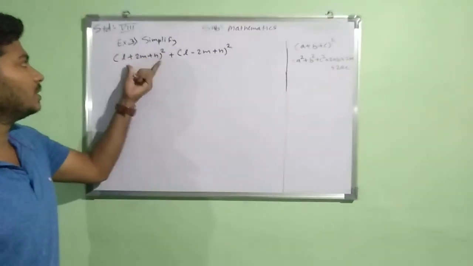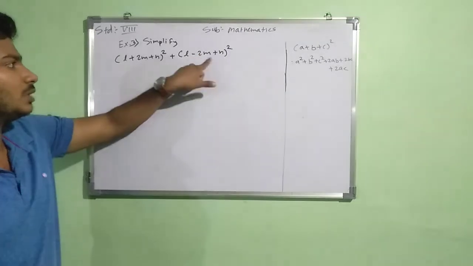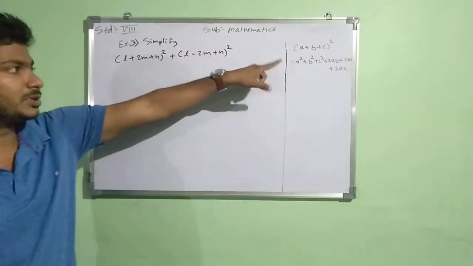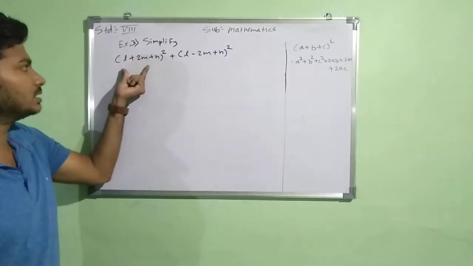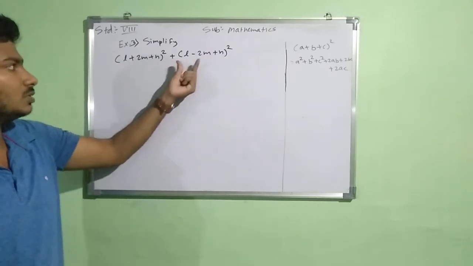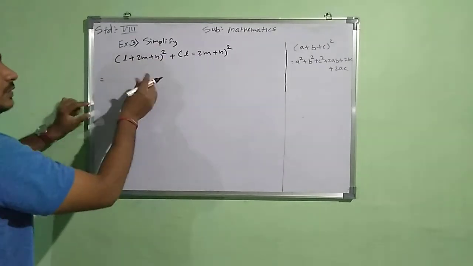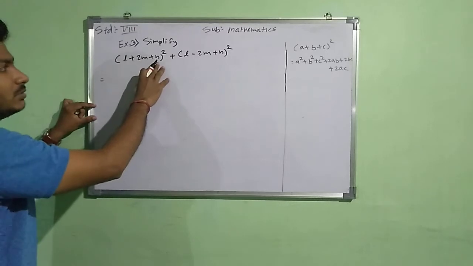So our question, example number 3, will be: simplify (l plus 2m plus n) bracket square plus (l minus 2m plus n) bracket square. That means we have to do simplification. That means the formula for (a plus b plus c) square we have to apply twice, first for this term and another one for this term, and then separated by plus sign. So we will use that formula for both the terms. For that first term, the value of a will be l, value of b will be 2m, and value of c will be n.